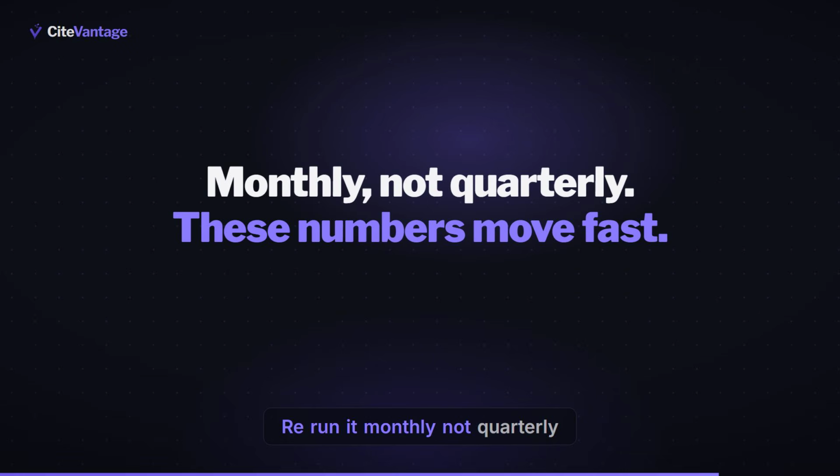Rerun it monthly, not quarterly. These numbers move fast. One tracker watched AI Overview overlap with Google's top 10 climb from 32% to about 54% over 16 months. A quarterly cadence misses shifts you could have acted on.